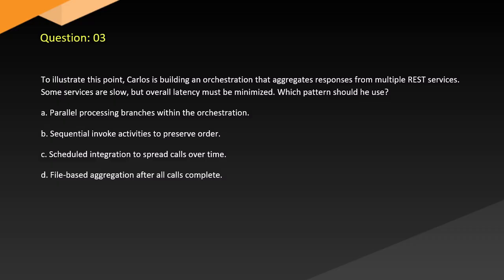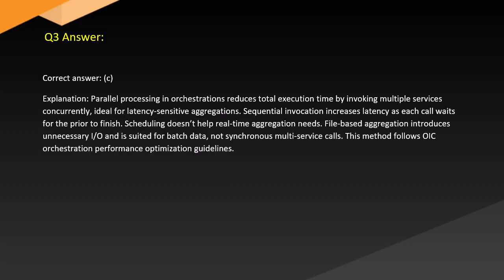A. Parallel processing branches within the orchestration. B. Sequential invoke activities to preserve order. C. Scheduled integration to spread calls over time. D. File-based aggregation after all calls complete. Answer. Correct answer: A. Explanation.